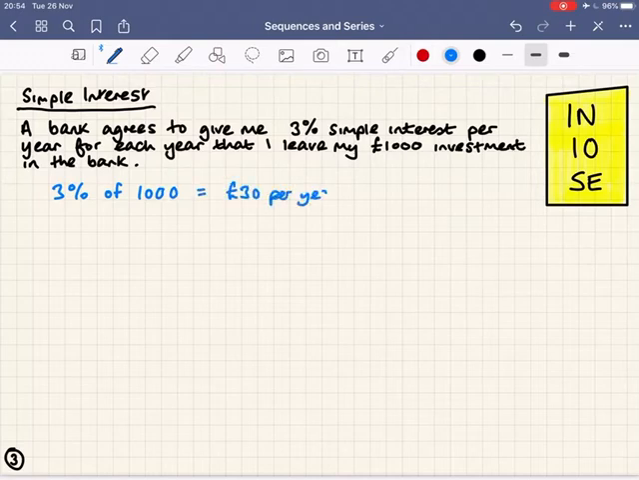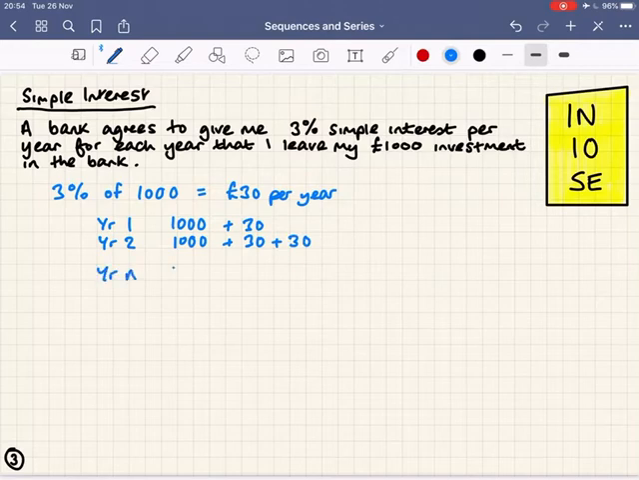And that doesn't vary, even if the amount in the bank increases because I've got interest in there. I'm not getting interest on interest. So it's not compound interest, it's not a geometric sequence. I'm just getting every year £30. So at the end of year 1, I'll have my 1,000 plus 30. And at the end of year 2, I'll have my 1,000 plus 30 plus 30, and so on. So you'll see that by the end of year n, I'll have 1,000 plus, well, n lots of 30.